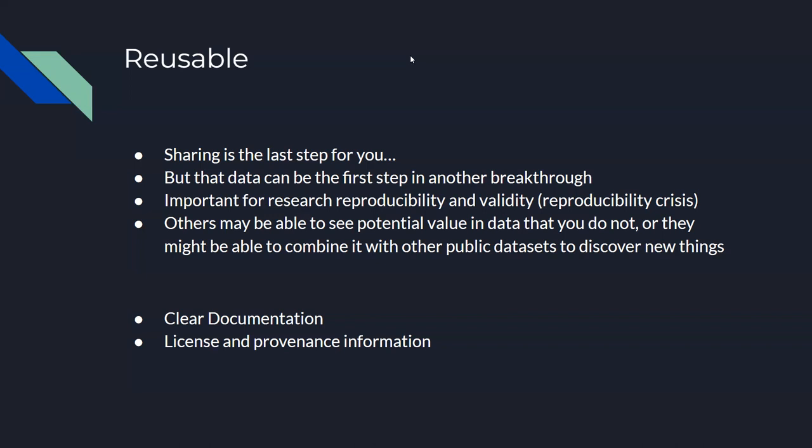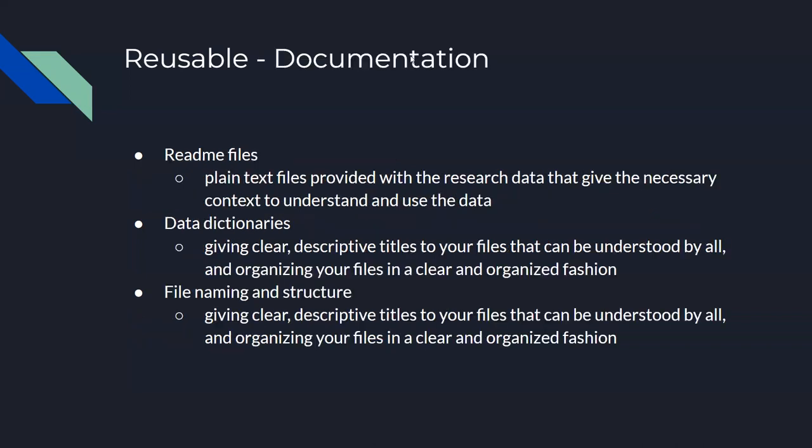There are two key things to making your data reusable. The first is providing clear documentation, and the last is providing clear information around licensing and ownership of the data. To start with documentation, there are three primary things you're going to want to do to document your data and make sure it's reusable. First is to use README files, which are a type of plain text file provided with the research data that gives all the necessary context you need to understand and use that data.